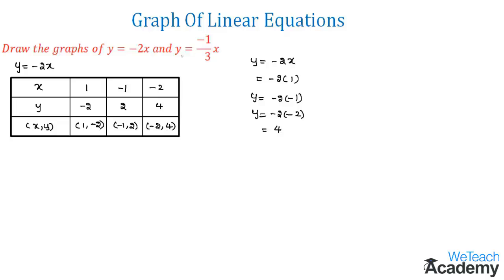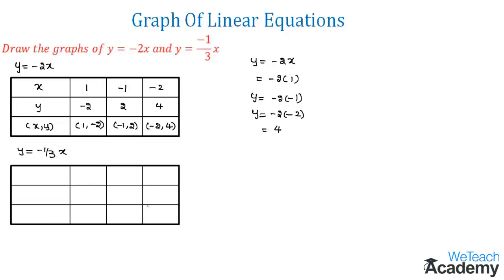Now let us consider the other equation, y is equal to minus 1 by 3 into x. Let us find the ordered pairs of this equation with the help of a table. So we have the 3 rows. The first row gives the values for x and the second row gives the values for y. In the third row we are going to write the ordered pairs for the different values of x and y.